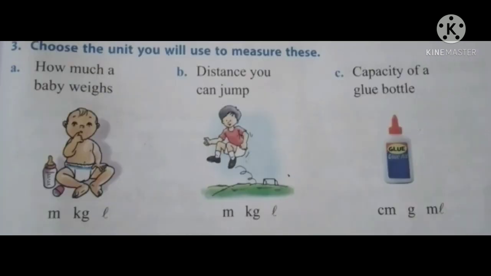Let us discuss the next question, that is choose the unit you will use to measure this. The first one, how much a baby weighs? Meter, kilogram, liter. We know kilogram is the unit which is used to measure the weight of things. So let us choose the unit kilogram for measuring the weight of baby. The second one, distance you can jump. Meter, kilogram, liter. We know meter is the unit which is used to measure the length or distance. So we can choose meter.